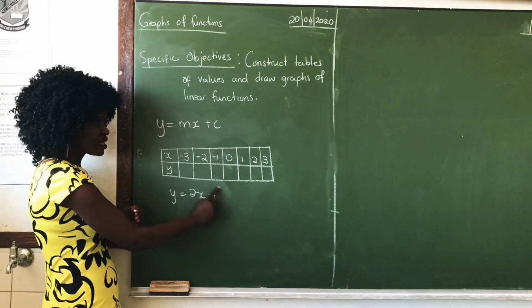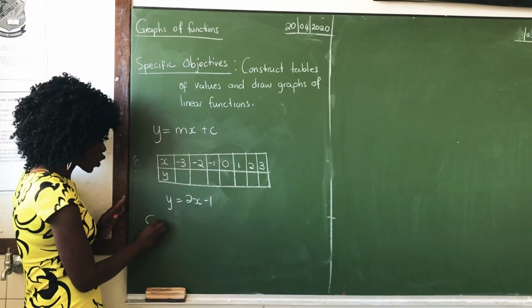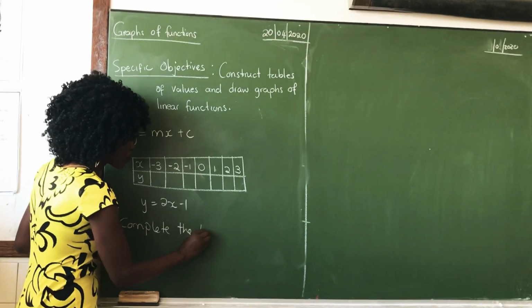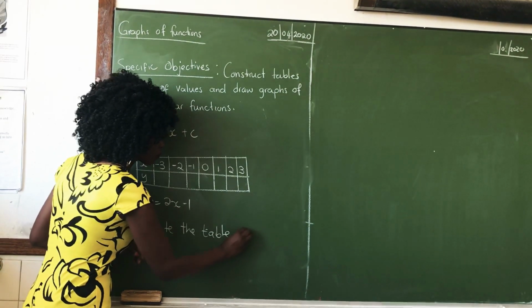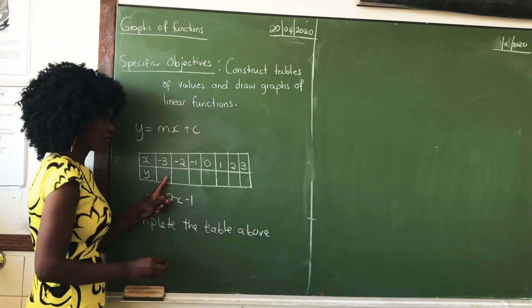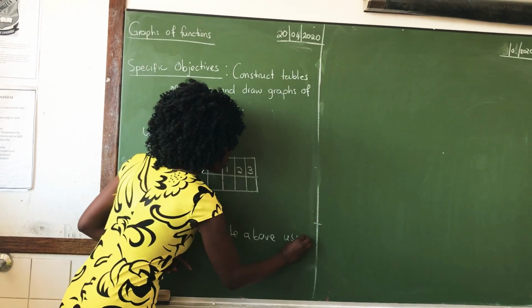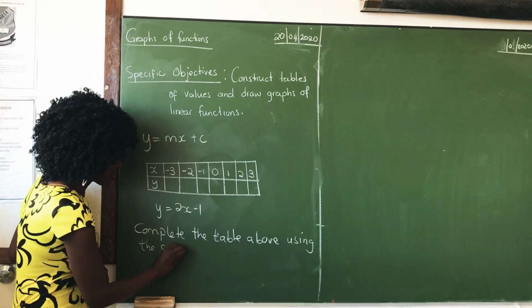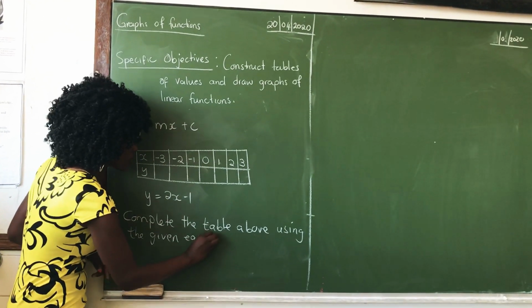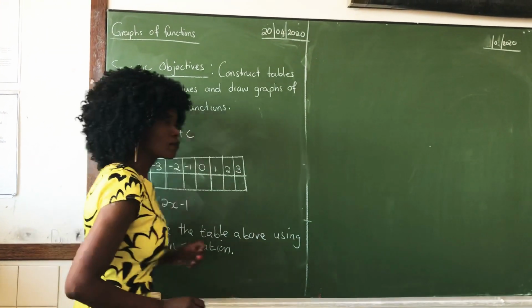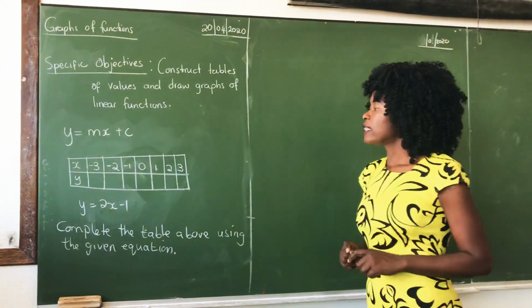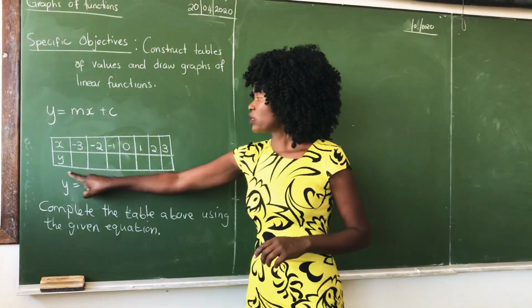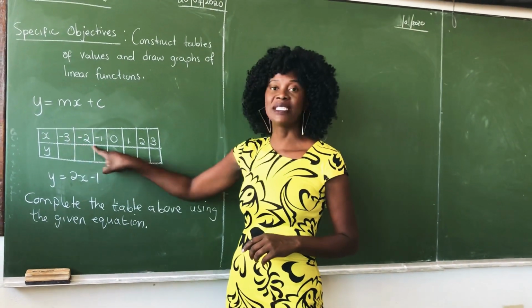So now we are given this equation. We are told to complete the table above using the given equation. In this case, our given equation is y equals 2x minus 1. So we need to use this equation to complete the table.